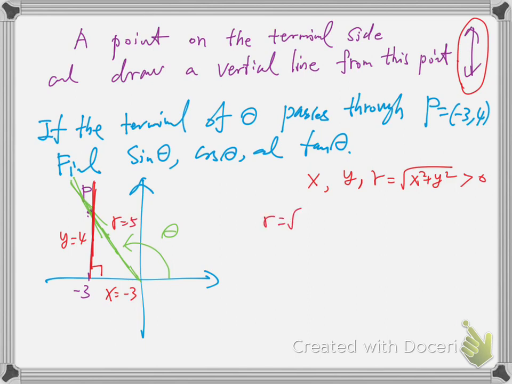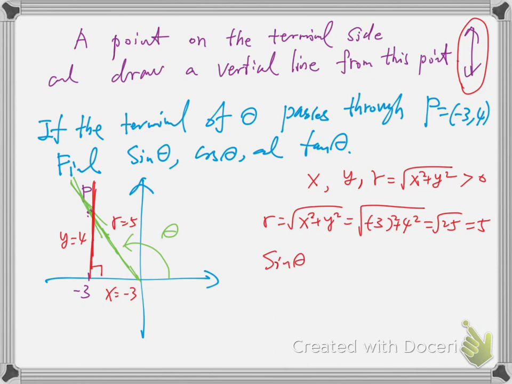So r is the square root of x squared plus y squared. So this is (-3) squared plus 4 squared. This is 25, square root of 25, 5. Okay, so now what is sine, cosine, and tangent, right? What is sine, cosine, and tangent?